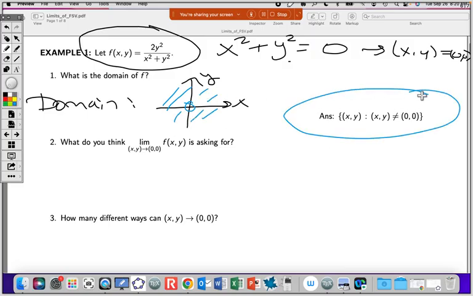Okay? So this is what limits are built to do, right? Algebra is telling us we can't plug in 0, 0. We don't know what's happening at 0, 0. So we're going to use the limit to investigate what's happening near 0, 0. So it's natural to think about, okay, what is that trying to do?